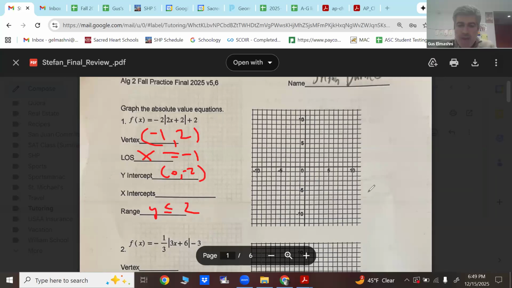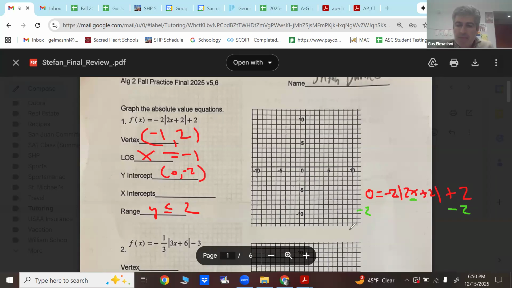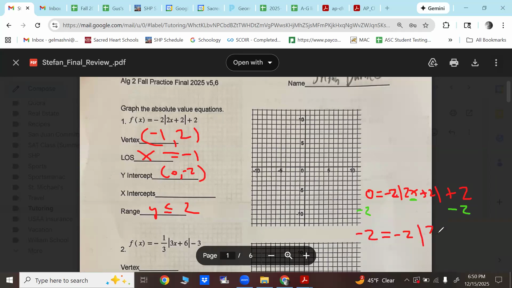To solve for the x-intercepts, you actually have to set the equation equal to zero and go through the motions. So if I want to isolate x here, what's the first thing I need to move over? The two. Yeah, move the two over, so you subtract two from both sides. So it's minus two equals -2. Then divide by -2 after that.